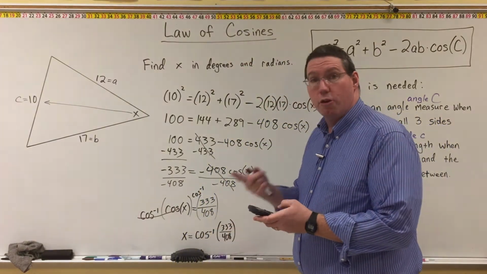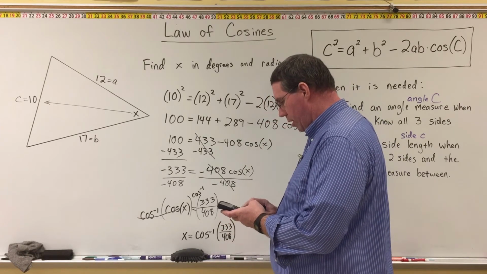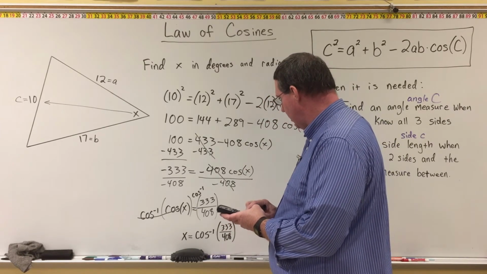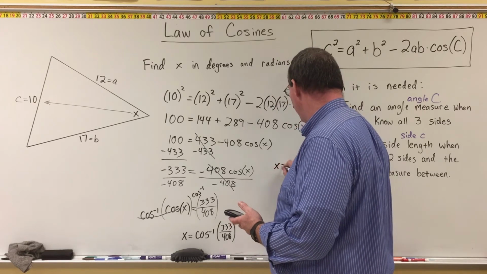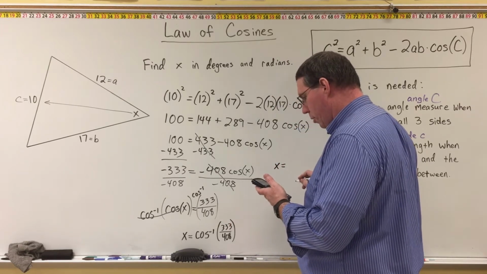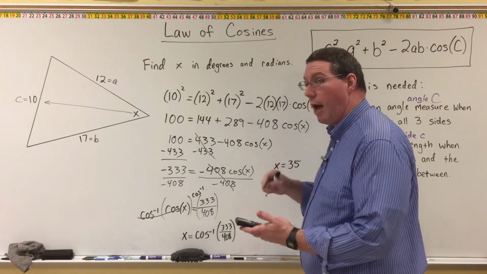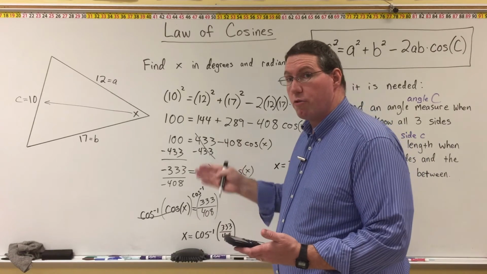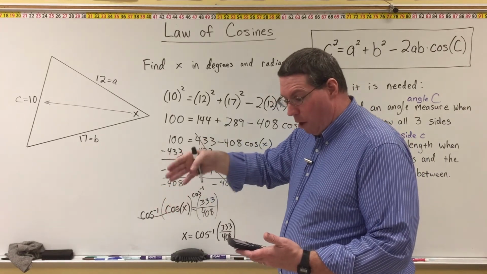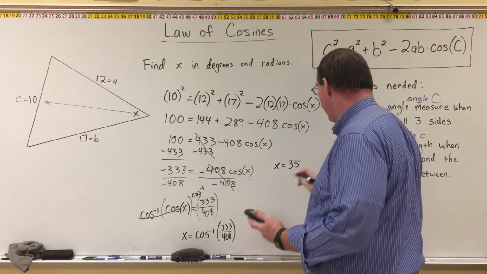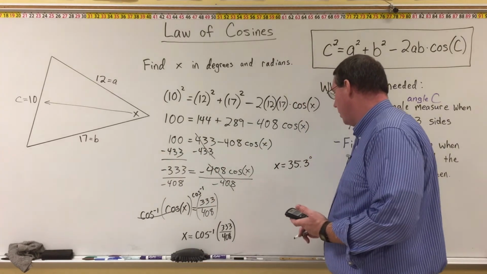So right now I'm in degree mode. So I'm going to hit cosine inverse of 333 divided by 408, and that's going to give me x is equal to 35.3 degrees. It's actually 35.296, but the 6 rounds the 9 up to 10, and the 1 on the 10 goes with the 2 and becomes a 3. Okay, so it's 35.3 degrees, rounded.